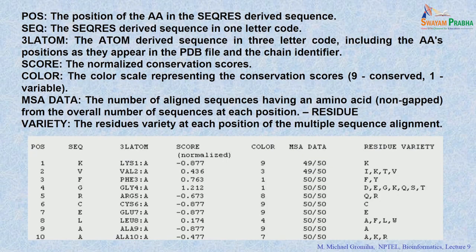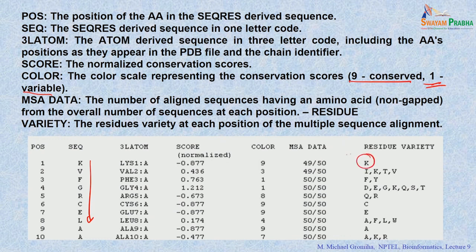Then we give the text file. This will give complete details. Okay, here this is your sequence. Here this is the atom in the PDB file and this is the normalized score, and here they give the color code. In the color code, they put conservation as 9 and variable as 1. So numbers vary from 1 to 9, 9 is for conserved and 1 is for variable. This is the position in the derived sequence. So you can see the data.